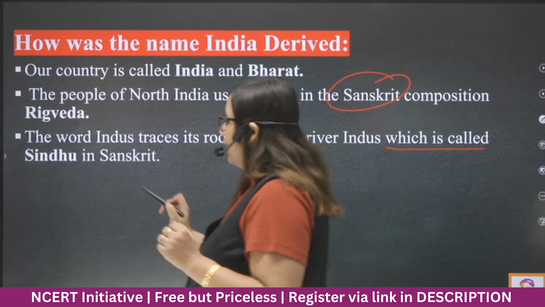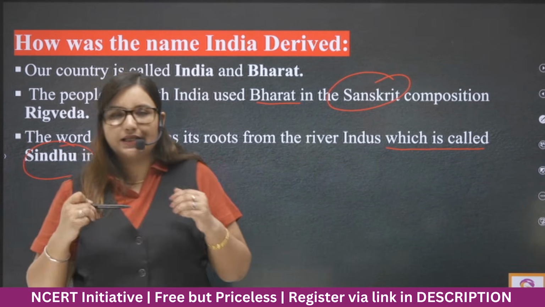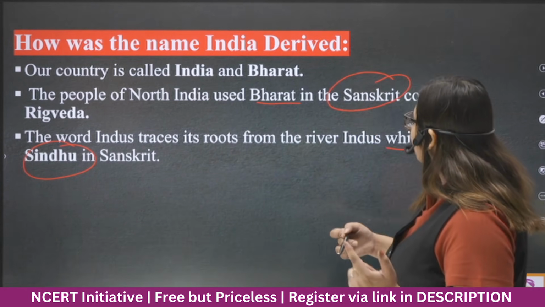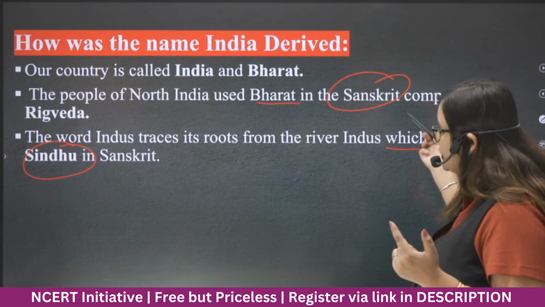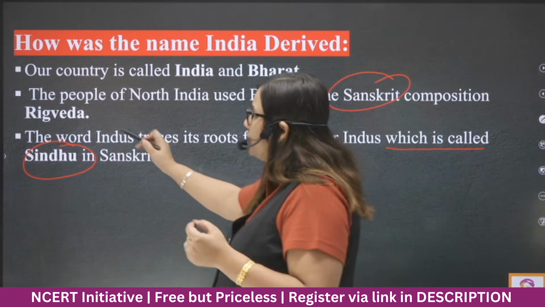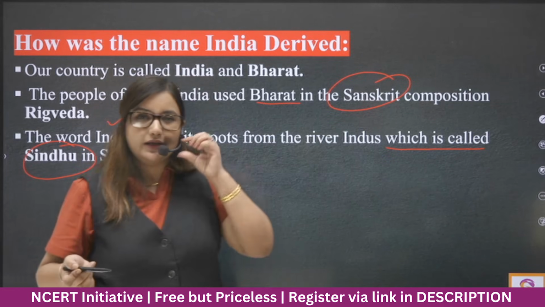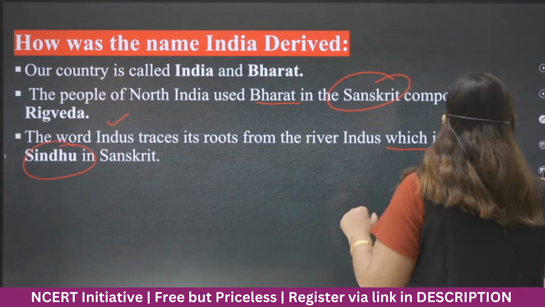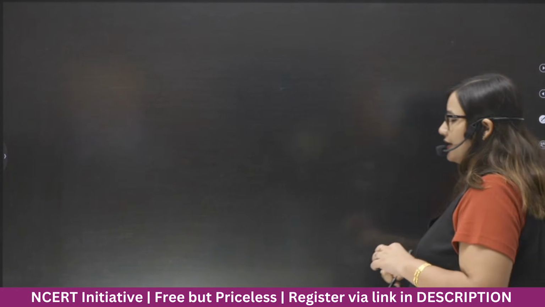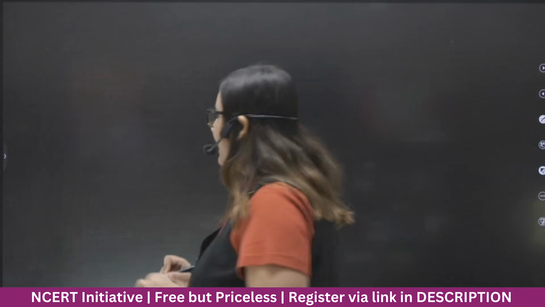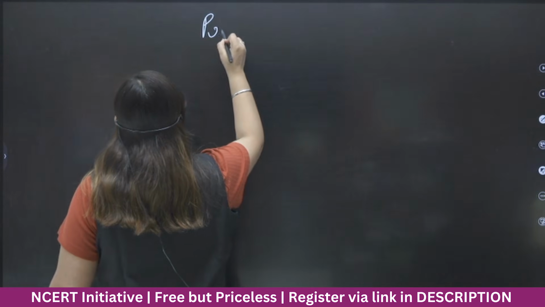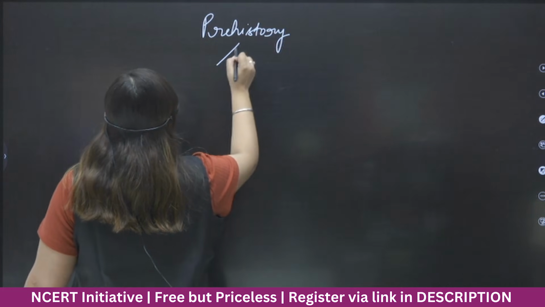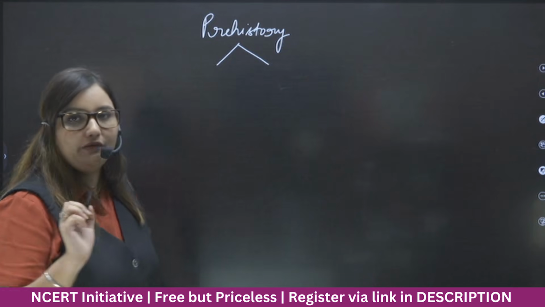Now, when I talk about Sanskrit, you should know how Sanskrit came. When I say that there was a Sanskrit composition of Rig Veda, we should know from where Rig Veda came. Fine. So to make it simple, let's make a timeline. Let's make a chart and understand it. Let's start from the time of prehistory. As I told you, for prehistory, we don't have any written record. We only have archaeological evidences.